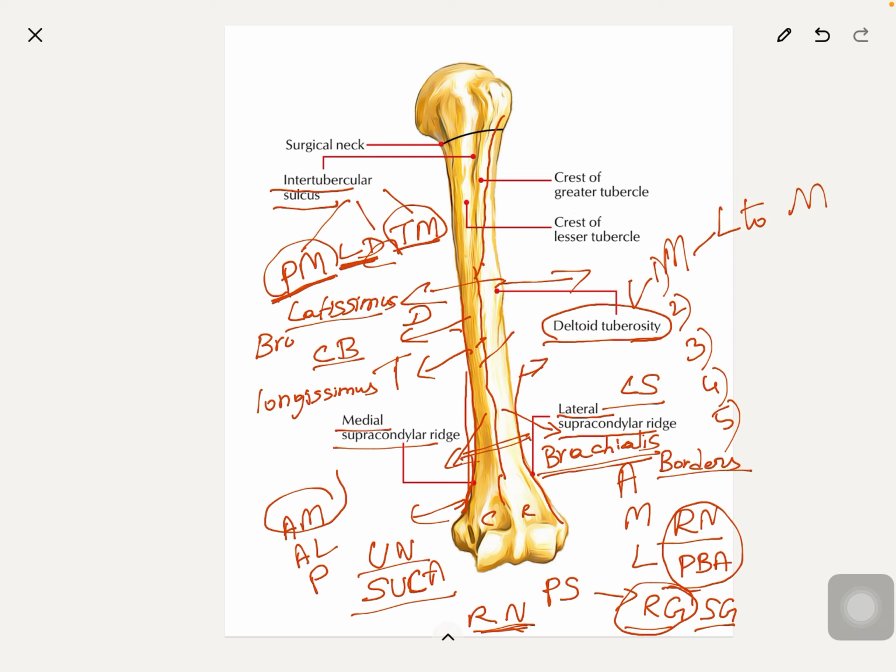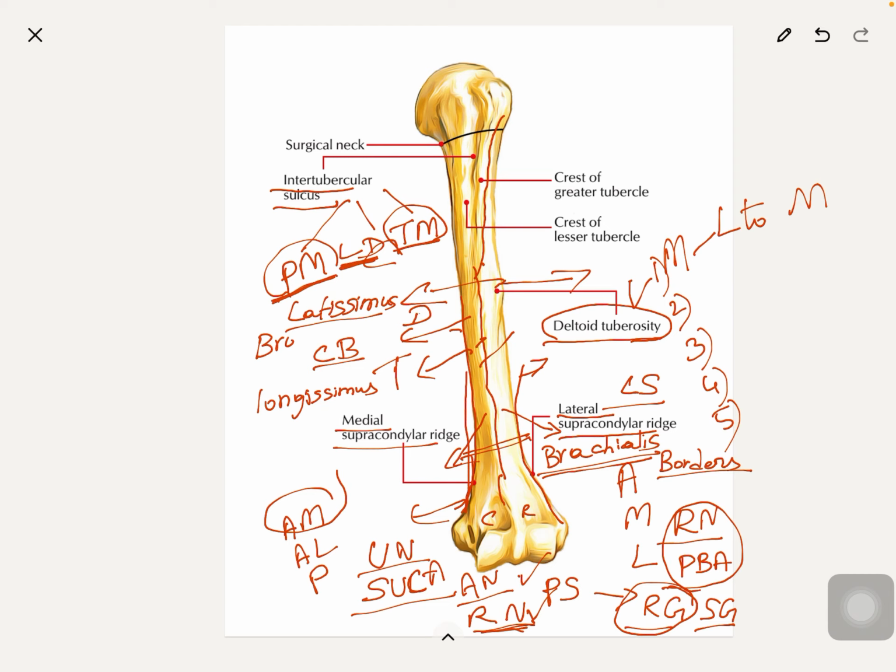So we have already learnt two nerves. One nerve related to the surgical neck is the axillary nerve. Another nerve related to the posterior surface of the humerus is the radial nerve. You will be asked about three nerves related to the humerus: the axillary nerve, the radial nerve, and another nerve we will learn at the lower end of the humerus.